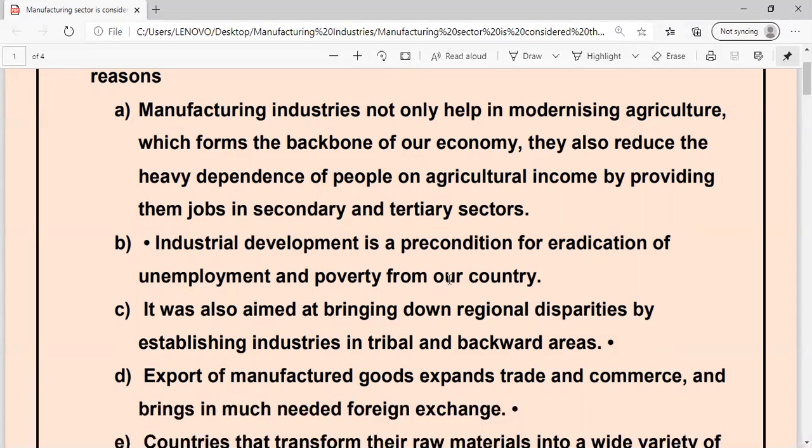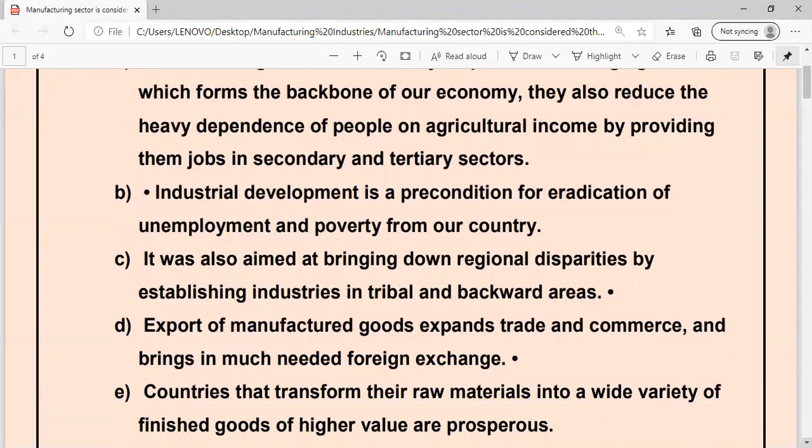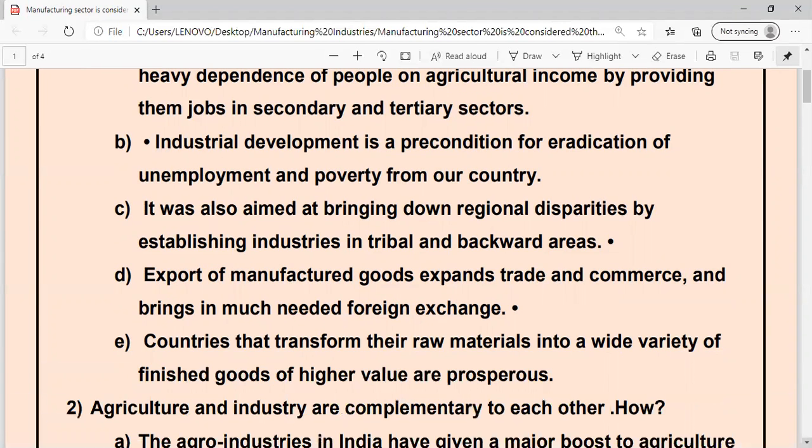That is the second point. Then it reduces regional disparities or regional imbalances by establishing industries in the backward areas. Now, when you are exporting industrial goods, it increases export and import, it increases trade activity, it increases business activity. That means trade and commerce, and it earns foreign exchange. We get foreign currency from the other countries.